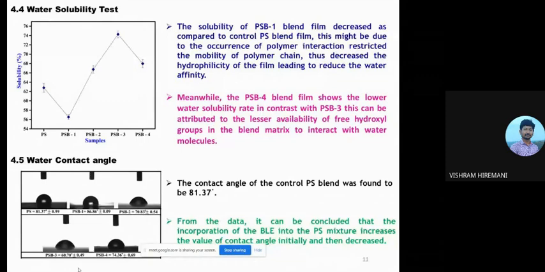Water solubility was carried out to know the solubility of the films in water. After the incorporation of the betel leaf extract, the solubility of the blend film initially decreases, but as the concentration of betel leaf extract increases in the blend matrix, solubility also increases. This is due to the increase in the hydroxyl groups in the blend matrix due to the addition of betel leaf extract, which tend to react with water molecules. Hence, the solubility of the films will increase.